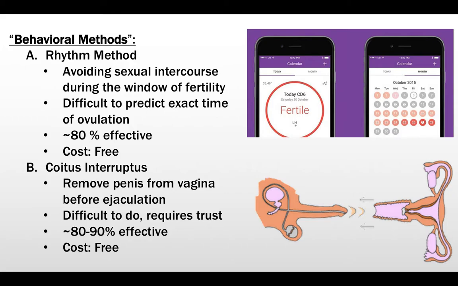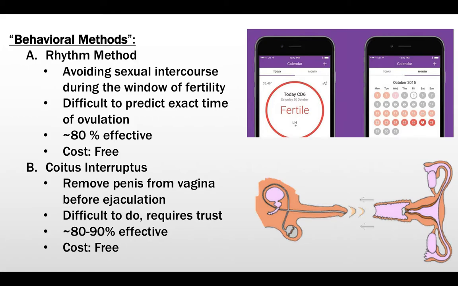The problem is it's difficult to predict exactly when a woman is ovulating. She can have stray cycles that don't follow her typical 28-day cycle. It's about 80% effective, so 20% of people will still get pregnant if they use this method, but it's free. A lot of women used to use paper calendars. Now they have apps for following and tracking your cycle, so it's a 21st century rhythm method.